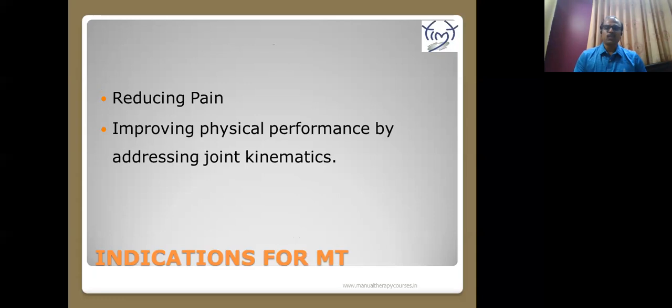So why do we choose manual therapy? The first and foremost thing is to reduce the pain. When you want to reduce the pain, you think about manual therapy, as well as to improve physical performance by addressing joint kinematics. These are a few points you need to look at. The indications for manual therapy are anyone who has pain, as well as those who are limited in their functional activities.